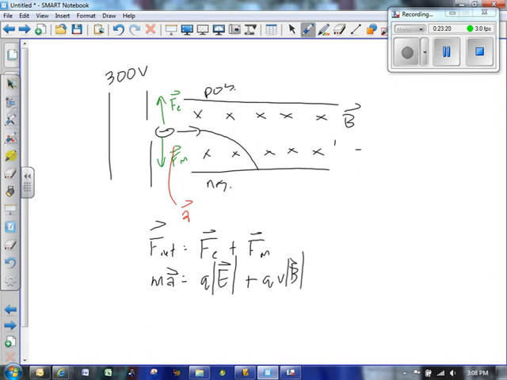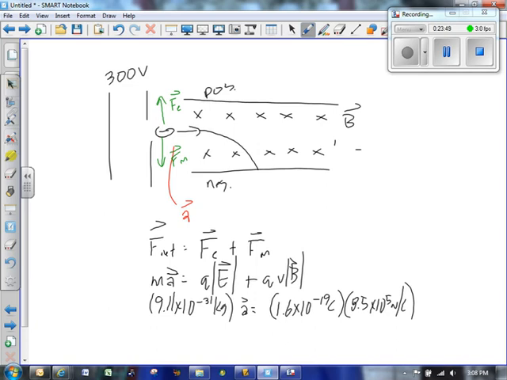Let's plug in some numbers here. The mass of the electron is 9.11 times 10 to the minus 31 kilograms. The acceleration is what we're looking for here. The charge is 1.6 times 10 to the minus 19 coulombs. The electric field is 8.5 times 10 to the 5 newtons per coulomb. Is the electric force positive or negative? Positive because it's acting up, so we won't change anything there right now. Plus QVB. The charge there is, again, 1.6 times 10 to the minus 19 coulombs. The speed of the particle.